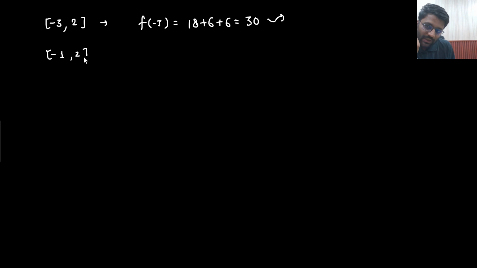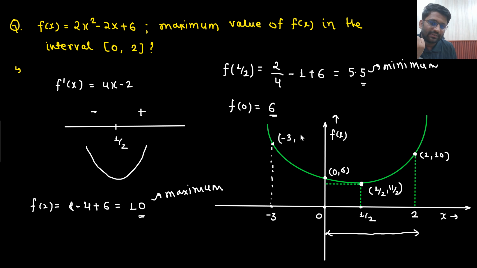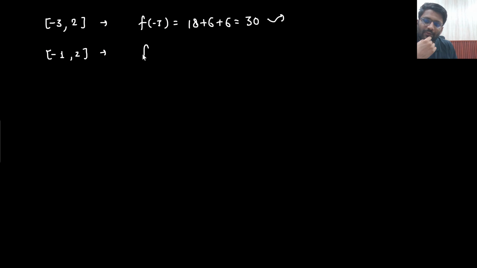So yes, this will be the maximum value if the interval was from minus 3 to 2. If the interval was from, let's just say, minus 1 to 2, at minus 3 the value came out to be 30. Minus 1 will be somewhere here. So at x equals minus 1, what is the value you will be getting? So what will be f of minus 1?